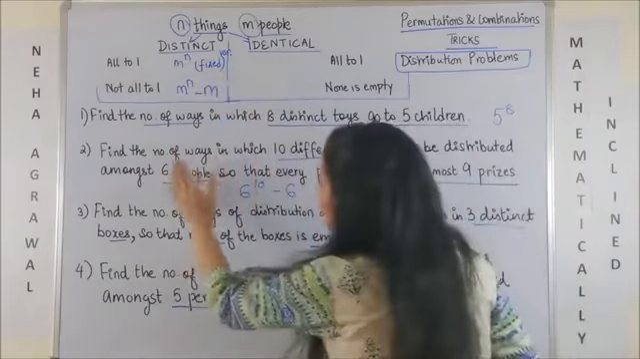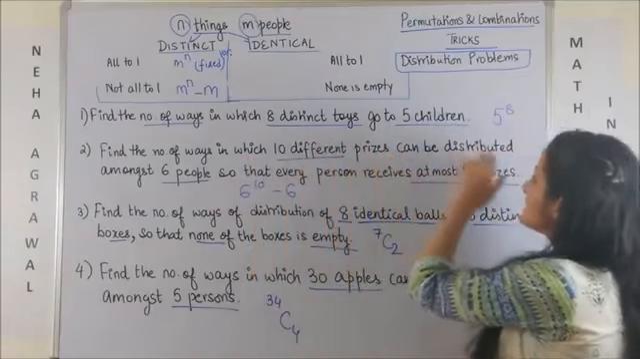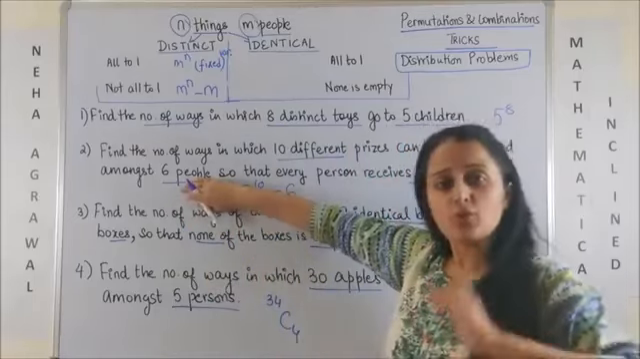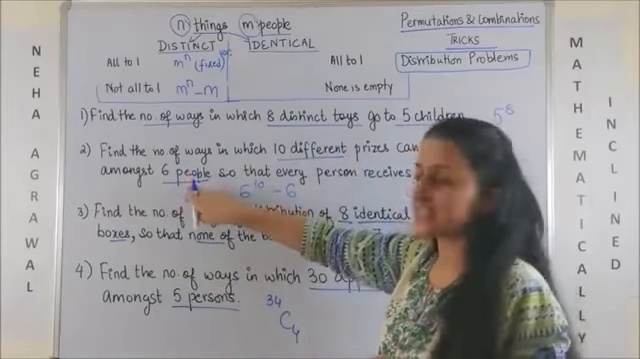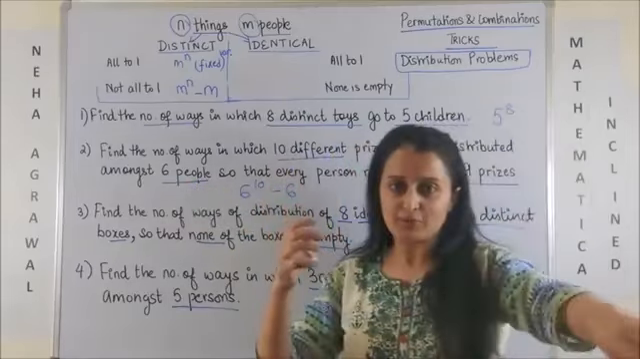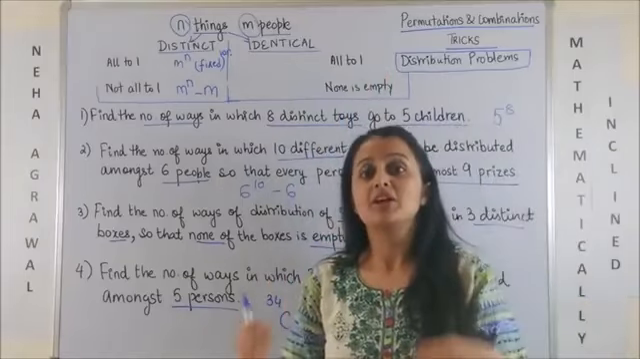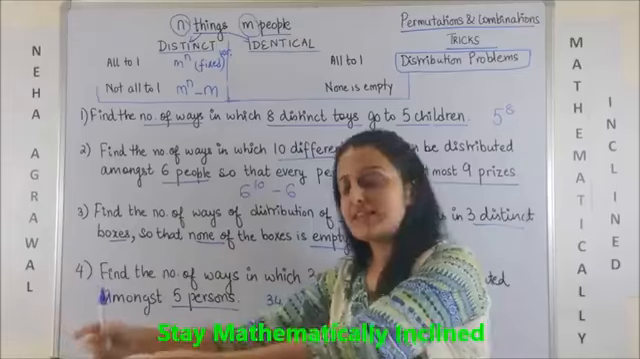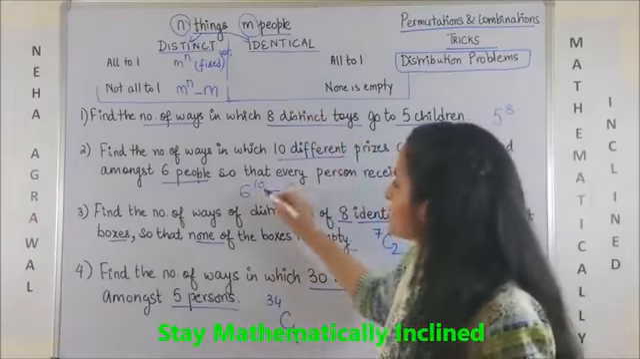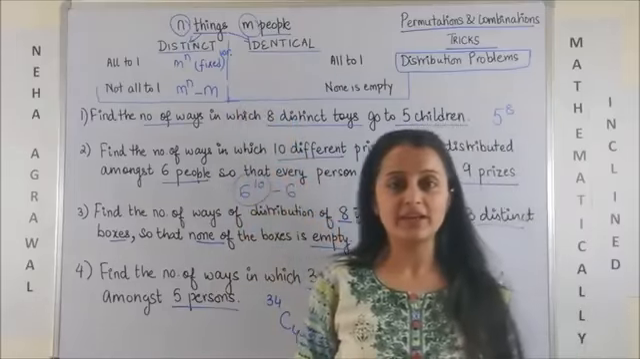It says find the number of ways in which 10 different prizes can be distributed among 6 people. If the question was only up till this point, then if you pick the first prize, you have 6 options. Again, you pick the second prize, there are 6 options. So 6 into 6 into 6, 10 times, 6 raised to power 10. By the first case, the answer should have been only 6 raised to power 10.